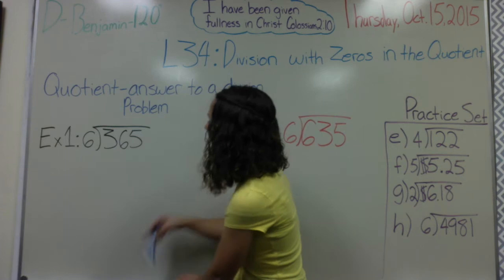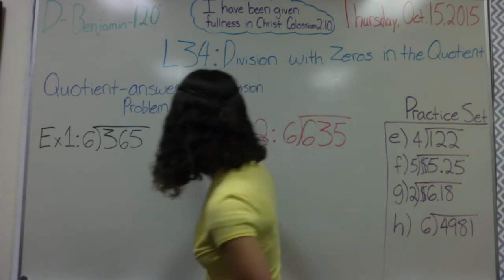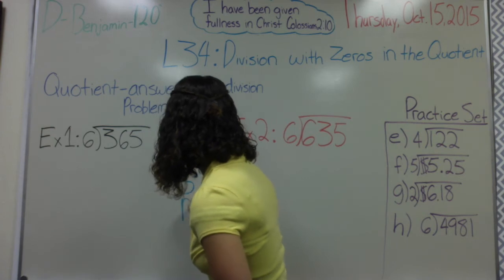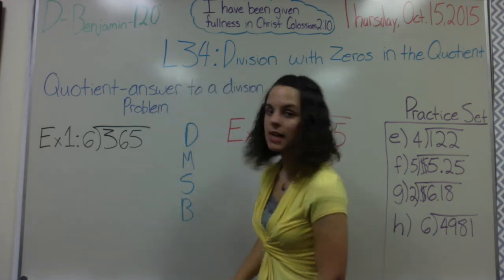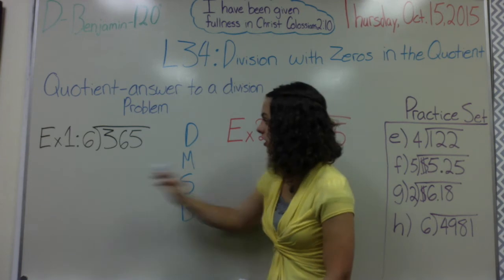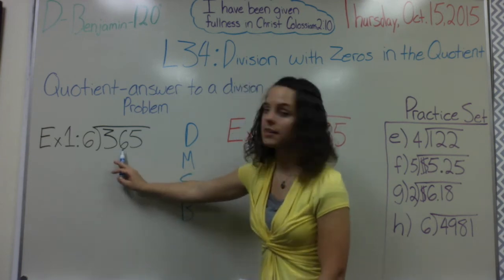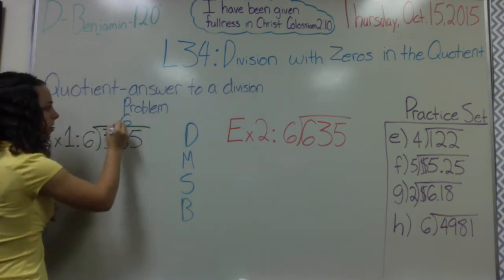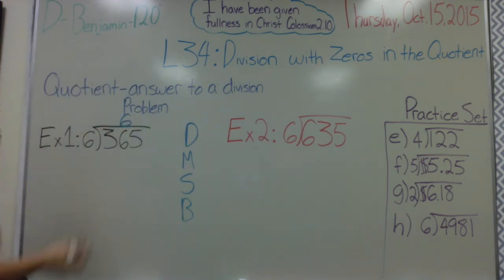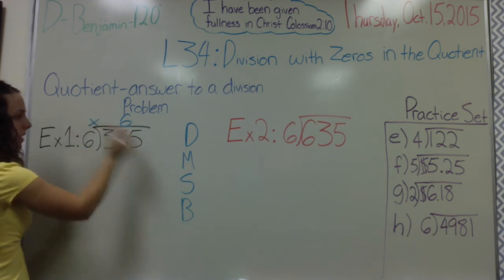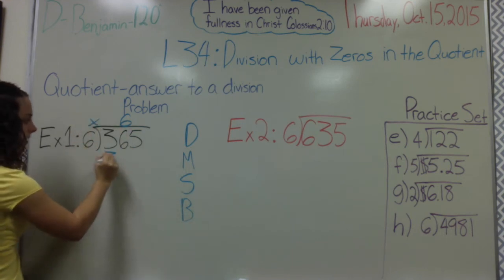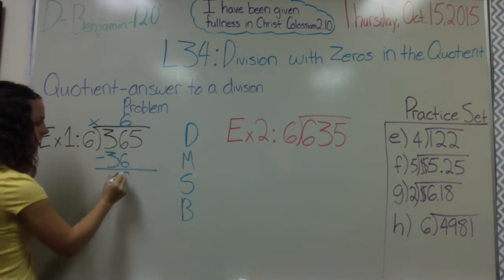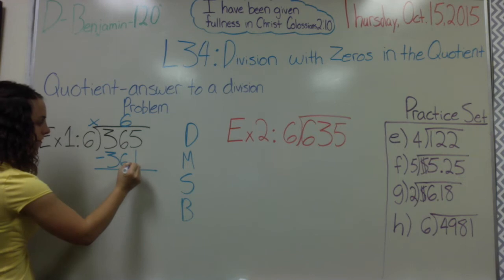Now, I'm going to write my steps off to the side here just to remind myself. I have dad, mom, sister, brother, and I'm going to divide first. 6 goes into 36 how many times? Well, it goes in 6 times because I know 6 times 6 is 36. And there's my multiplication. That's what I subtract. 36 minus 36 is 0, and then I bring down my 5.